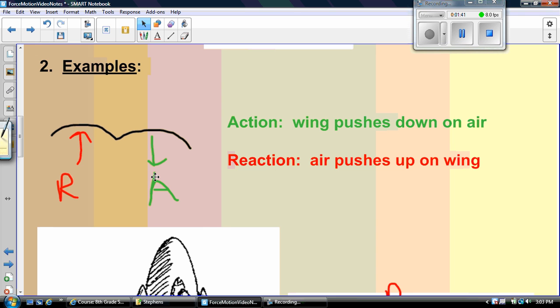And that's why the bird is still moving, because this is not a balanced force, because they're not acting on the same object. The action force is the wing acting on the air. Once the wing acts on the air, then the air pushes up on the wing. This happens one after the other. So that's an example of an action-reaction force pair.